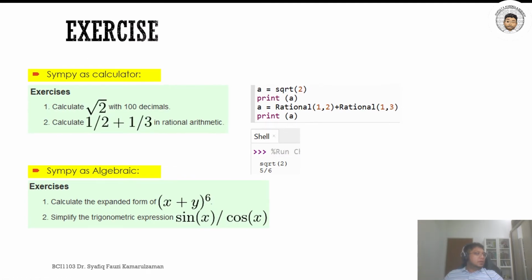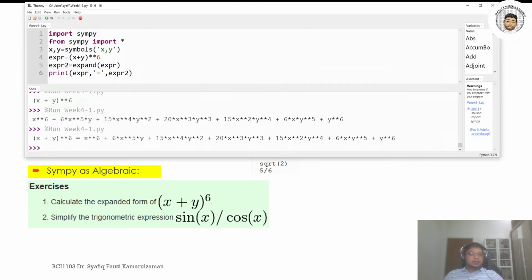Okay, so let's go to another exercise. Next one is please do the number 2. Simplify the trigonometric expression sin x divided by cos x. So I'm going to take a few moments of break, a 2-minute break right now. Okay, please do the exercise now.